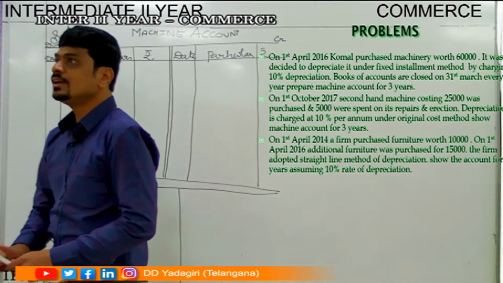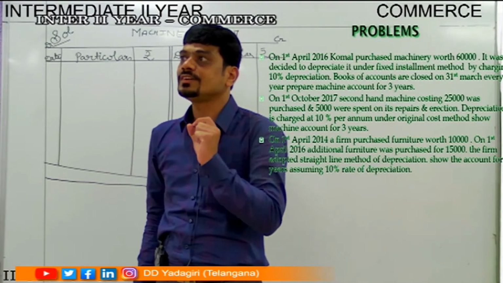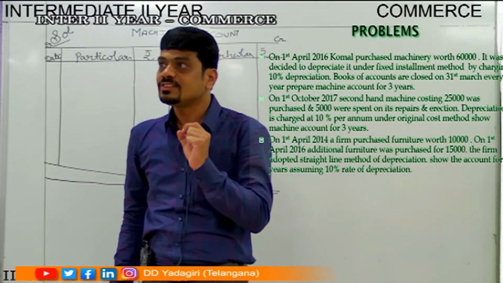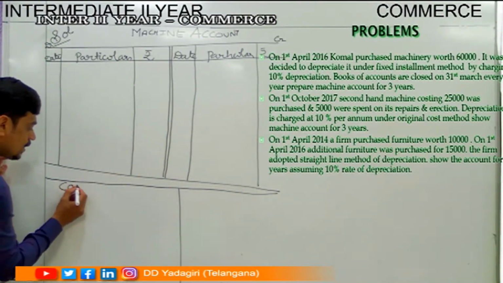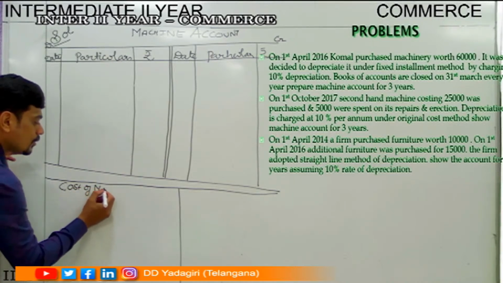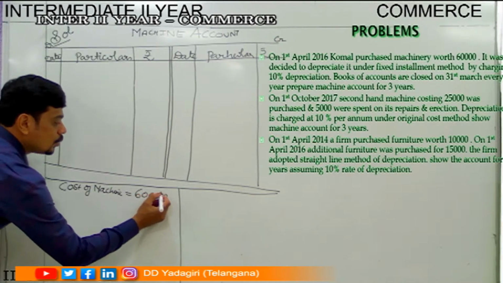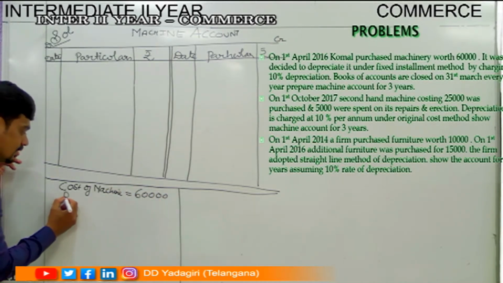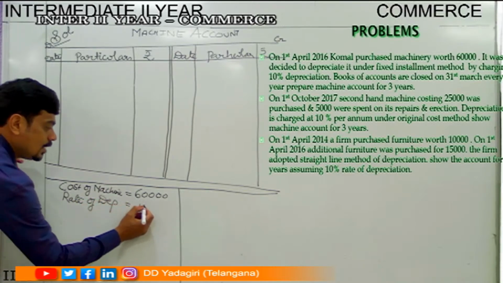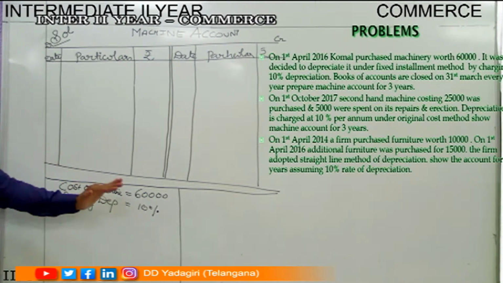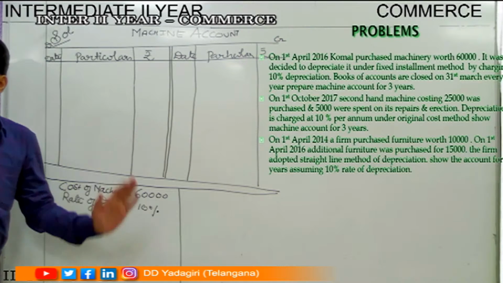Now we are going to see the solution. So the question says, we bought the machine on 1st April. For how much did we buy? 60,000. So first come to working notes and write here cost of machine. How much is cost of machine? 60,000. Then what is the rate of depreciation they gave? You write that. Rate of depreciation 10%. This will solve most of your problem while doing the solution.